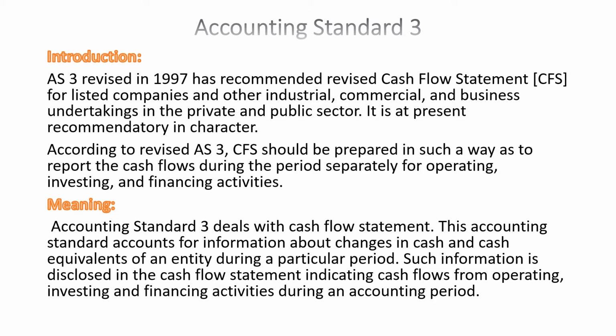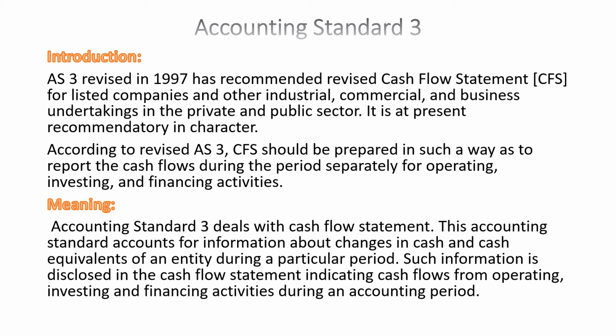Introduction. Accounting Standard 3 was revised during the year 1997 and it has recommended a revised cash flow statement for listed companies and other industrial, commercial and business undertakings in the private or public sector. It is at present recommendatory in character. According to revised Accounting Standard 3, the cash flow statement should be prepared in such a way as to report the cash flows during the period separately for operating, investing and financing activities.